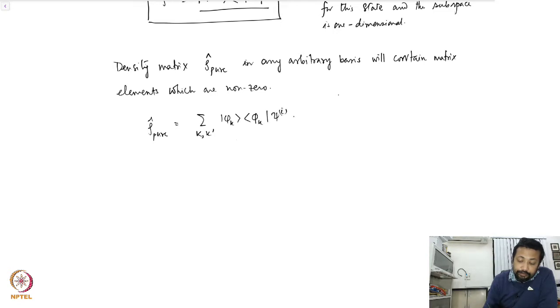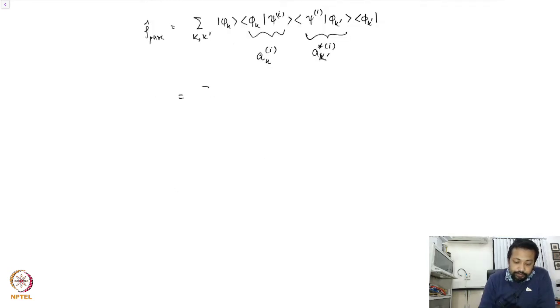with <phi k|psi I> and <psi I|phi k prime>. This quantity we will identify as a of k star I, and this quantity we will identify as a of k I. So this I can recast as the sum over k, k prime of |phi k> rho k k prime <phi k prime|, which is consistent with our definition that we had earlier, except that now I have changed the labels, and rho k k prime takes the form a k I a k prime star of I.